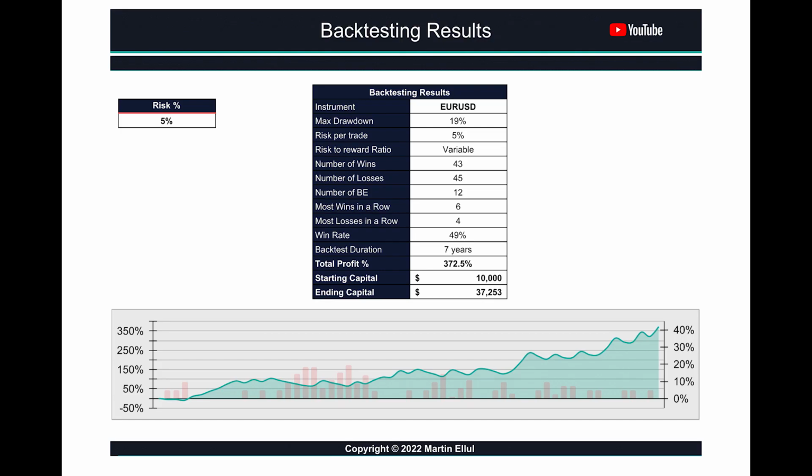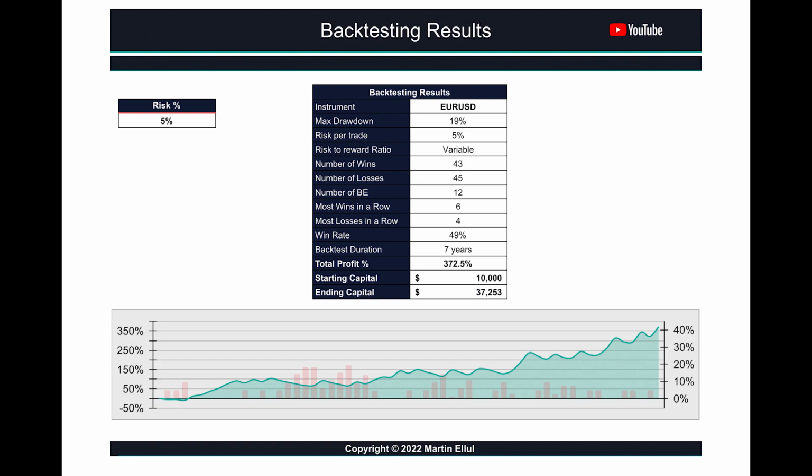So there you go, the results on EUR/USD. We had a maximum drawdown of 19%. We were risking 5% per trade, and we had a risk to reward ratio of minimum 1-to-1. We had 43 wins and 45 losses, 12 break-even trades, and we had 6 wins in a row and 4 losses in a row. So that gives a pretty amazing win rate of 49%.